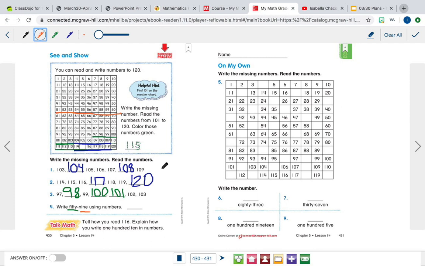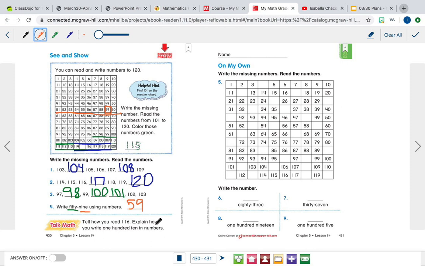Point to it with me. Point to it on your computer or on your phone, whatever you're looking at it on. Point to the number for me. I hope you said 59 right here, because it has a 5 in the tens place and a 9 in the ones place. 59.